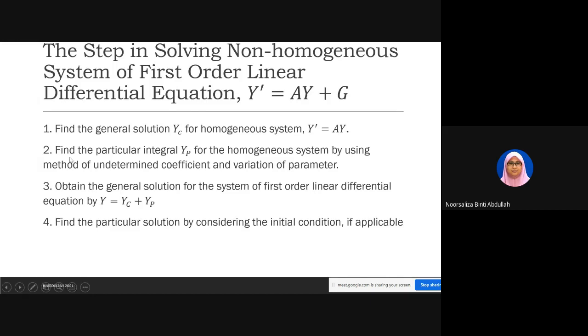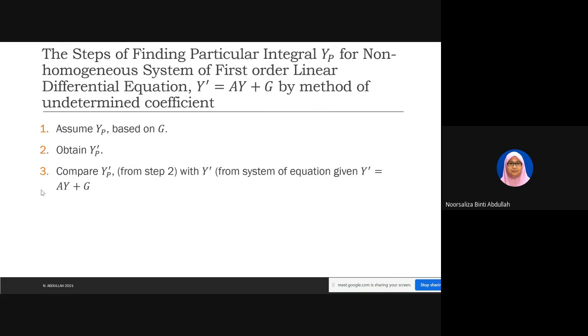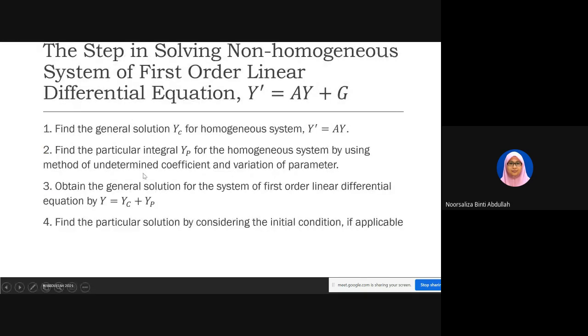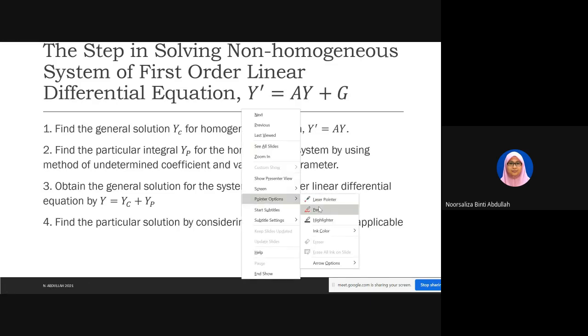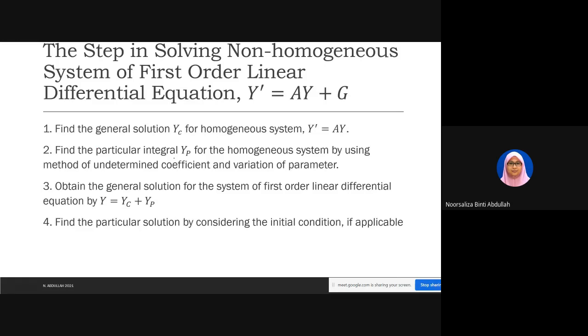YC you can get from Y prime equals AY. Then you have to find the particular integral YP for the non-homogeneous system, using the method of undetermined coefficients or variation of parameters. However, for this class we just cover undetermined coefficients; variation of parameters will not be covered in this course. After you find YP, you find the general solution, which is Y equals YC plus YP. You can stop at this step. However, if an initial condition is given, then you have to determine the constants.